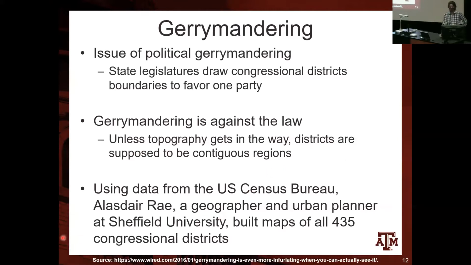And this geographer from Sheffield University, Alasdair Ray, built maps of all the 435 congressional districts back in 2016. And I got some of the maps that he generated to show how these congressional districts can be built in really complicated and weird ways, exactly in order to favor one political party. And when you draw the maps based on the racial or ethnic composition of the population, that is against the law.